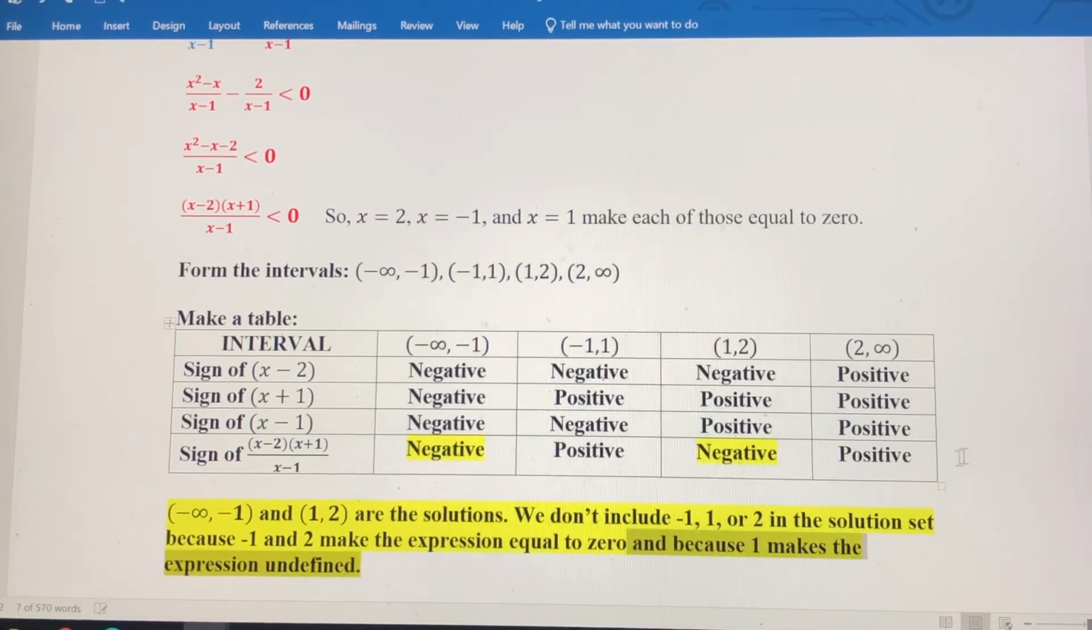+1 is excluded because it makes the expression undefined. 1 makes the denominator 0, and that can't happen, okay? Division by 0 is undefined, okay? So for different reasons, all 3 of these values are omitted from the solution set, okay? So that's how you solve inequalities involving quotients.